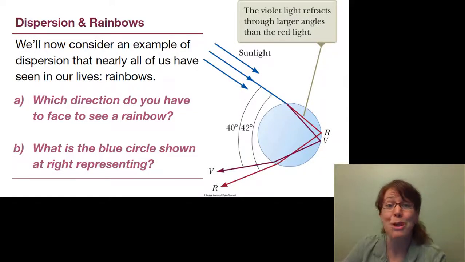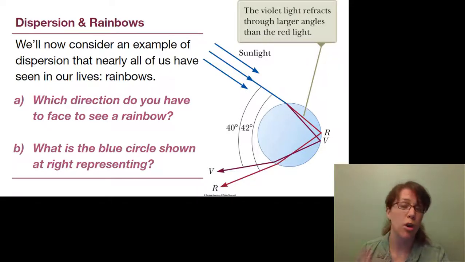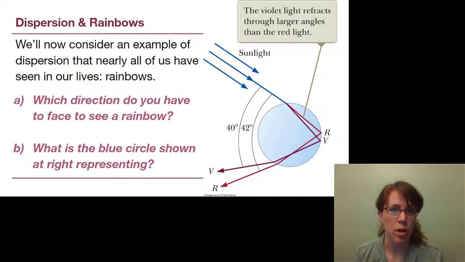Now, one of the other really cool aspects of dispersion is rainbows. Okay, so probably all of us have seen a rainbow in real life, and almost certainly all of us have seen a rainbow of one form or another in photos. But you may not have thought all that hard about the requirements that you need to have to see rainbows.